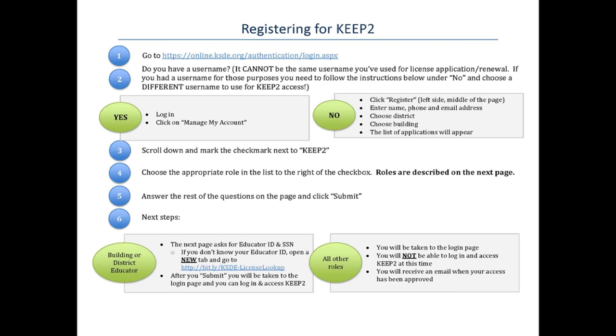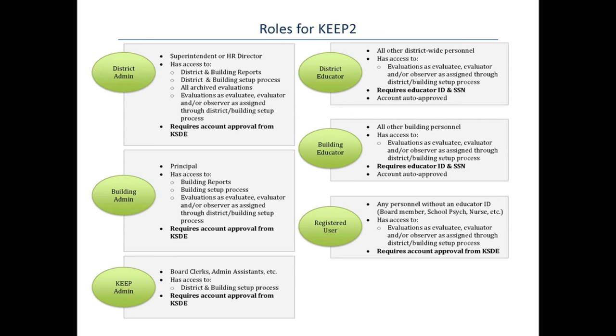The roles that you would actually register for once you log in will be these. There's a very distinct purpose for each of these. And when a teacher goes in and registers for KEEP, they are automatically approved. The reason for that is we didn't want to have a lot of busy work for superintendents or assistant superintendents to have to go in and literally approve everybody in the district. That would be really problematic for districts that have 1,000 plus teachers, and certainly we have a number of those districts. So they're automatically approved.